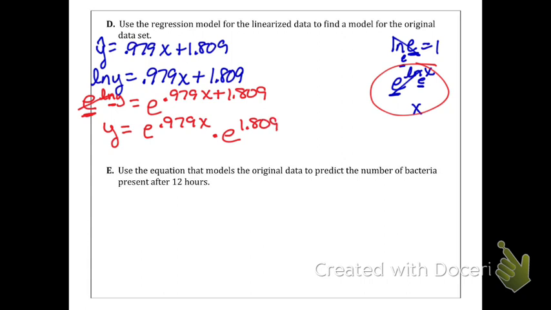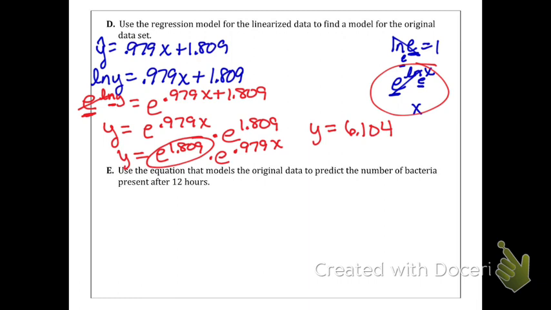So that I can make it look exponential, like y equals a times b raised to the x, I'm going to switch here. Order doesn't matter in multiplication. So this is e to the 1.809 times e to the 0.979x. And then we could actually just go ahead and work that out. So we end up with y equals e to the 1.809, which is approximately 6.104, times e to the 0.979x. And so there is our model for the original data set.